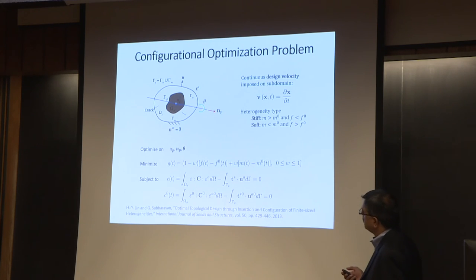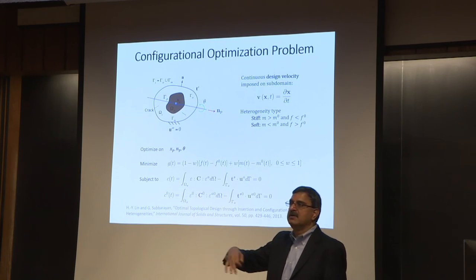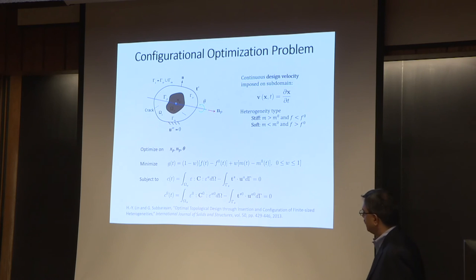So we posed what's called a configurational optimization problem. It's a trade-off optimization problem where you're given an arbitrary objective and mass. You can form a weighted combination, which basically is a trade-off between the two. This arbitrary objective is relative to a homogeneous material. F0 corresponds to homogeneous material, M0 is a homogeneous material. Now I put in either a soft or a stiff inclusion. Soft inclusion with density lower than the surrounding, stiff inclusion with density greater than the surrounding. I pose this optimization problem where I want to minimize some arbitrary objective subject to the principle of virtual work, which I need to satisfy.